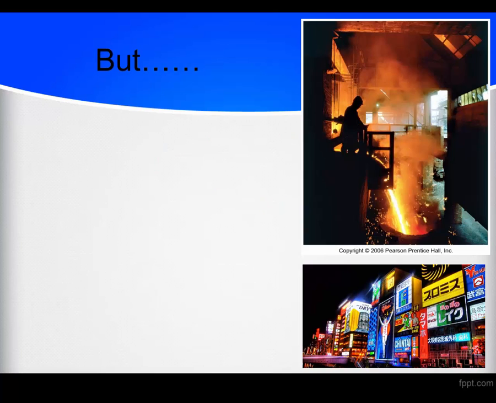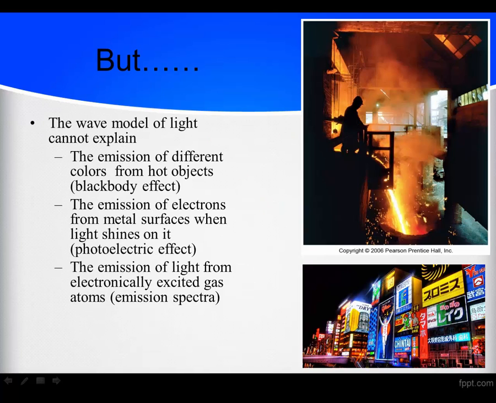But, oh my goodness, we're going to hurt your brains here. The wave model of light doesn't explain how it is that different things can give off light. It doesn't explain the Blackbody effect, which is the effect of when something's really hot, it glows.